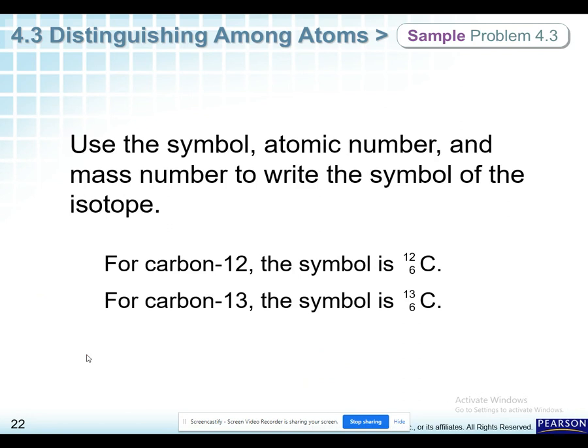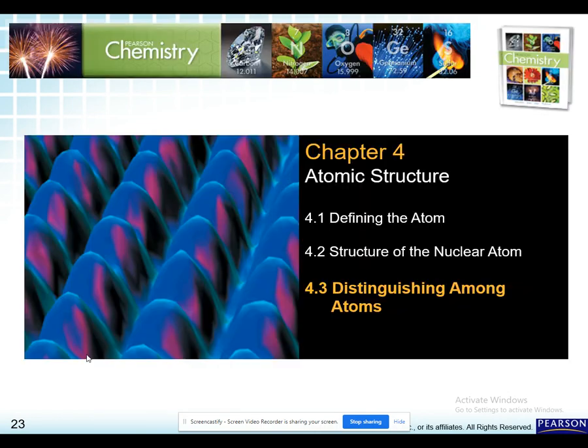So again, we just illustrated this on the other slide, but again, the book is showing you. So use the symbol, atomic number, and mass number to write it. We wrote it, and we thankfully got it correctly.